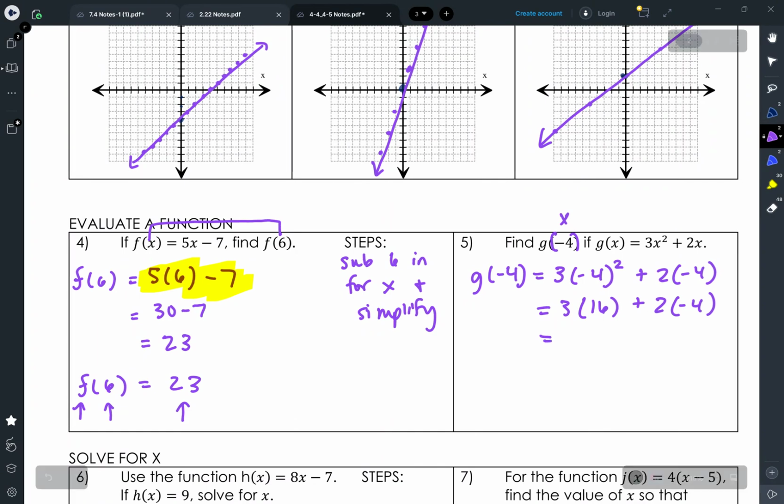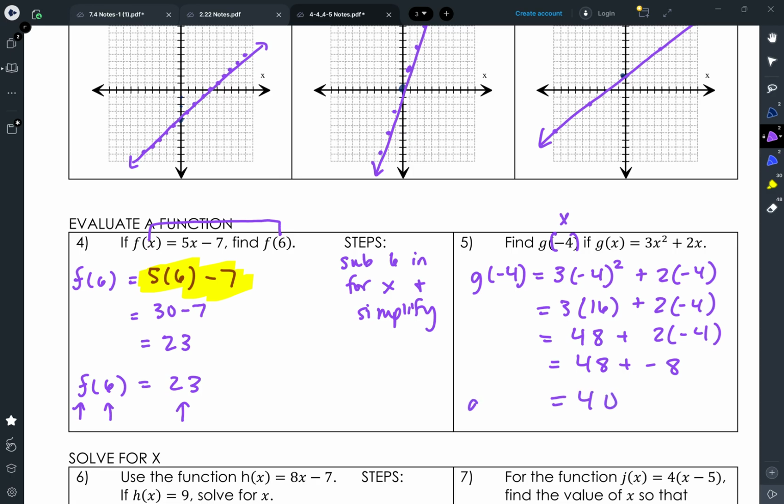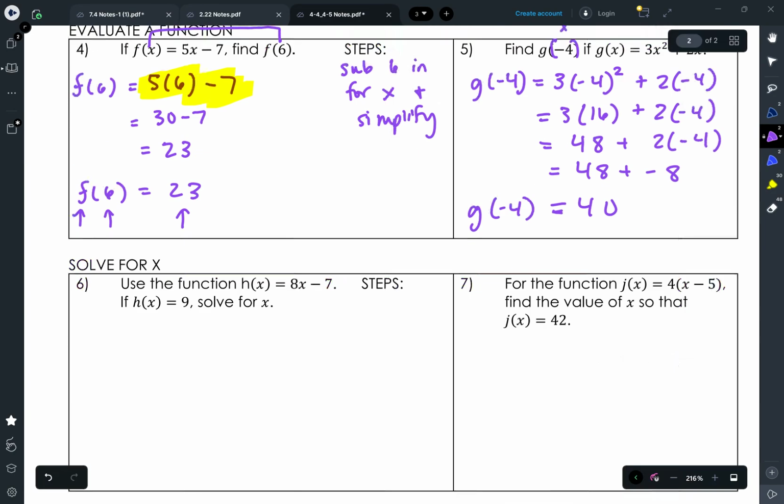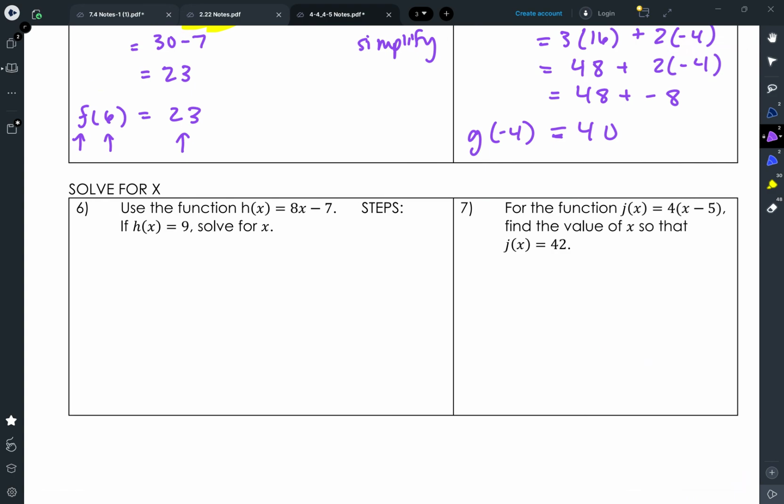So 3 times 16 is 48. And then 2 times negative 4 is negative 8. And 48 plus negative 8 is going to be 40. And so g of negative 4, my function g, when my input is negative 4, is going to be a positive 40. Last two, we're solving for x.